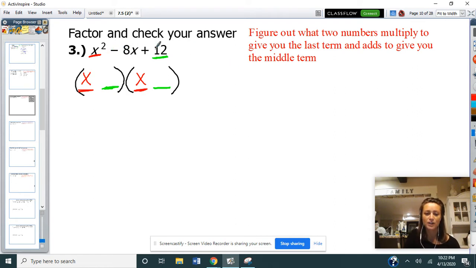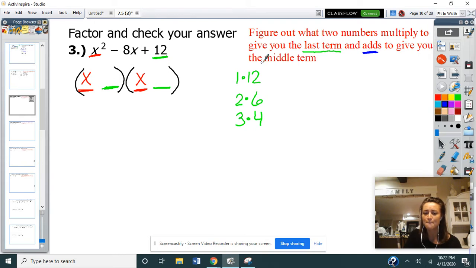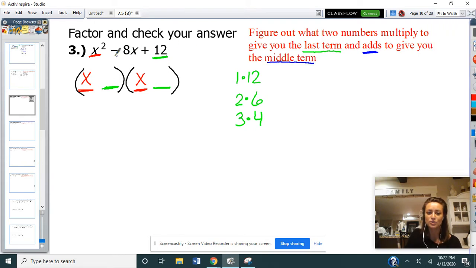So we're going to write out the factors. Always write out the factors of 12. What gives me 12? Well, 1 times 12 gives me 12. 2 times 6 gives me 12. 3 times 4 gives me 12, and that's it. These are all the factors. These are two numbers that multiply to give me the last term. So we did that, but now we have to figure out which one of these adds to give me the middle term. Now our middle term is negative 8.